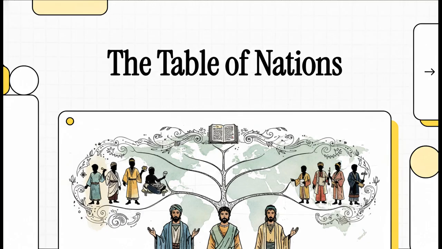Now, these kinds of maps were pretty common back then, but this one has a huge twist. It claims that every single person on Earth traces their roots back to just three brothers, all under one God. It's called the Table of Nations, and it gives us this amazing peek into the ancient worldview.